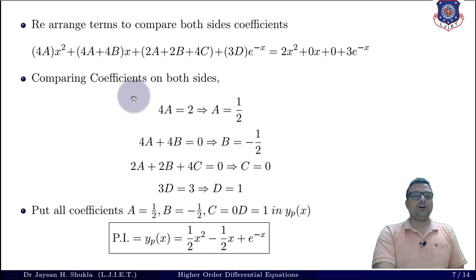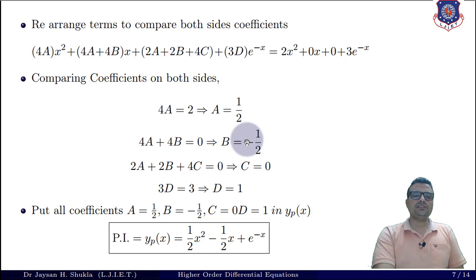Now, on the left hand side we have 4a, and on the right hand side we have 2, which gives me the value of a as 1 by 2. On the left hand side we have 4a plus 4b, on the right hand side we have 0, that gives me the value of b as minus 1 by 2. On the left hand side we have 2a plus 2b plus 4c, on the right hand side it is 0, so the value of c is 0. Finally, 3d is equal to 3, so d equals 1.